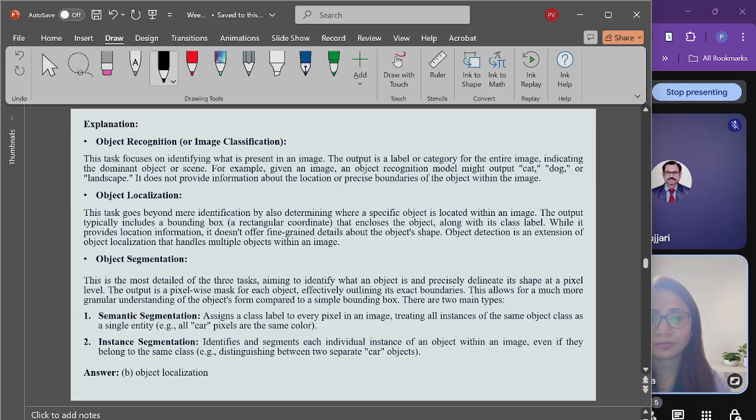Instance segmentation identifies and segments each individual instance of an object within an image, even if they belong to the same class. That distinguishes between two separate cars or objects. So object localization is the best answer.